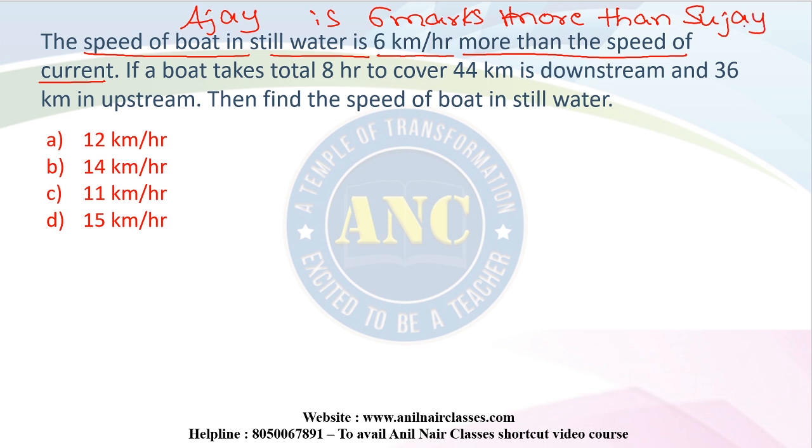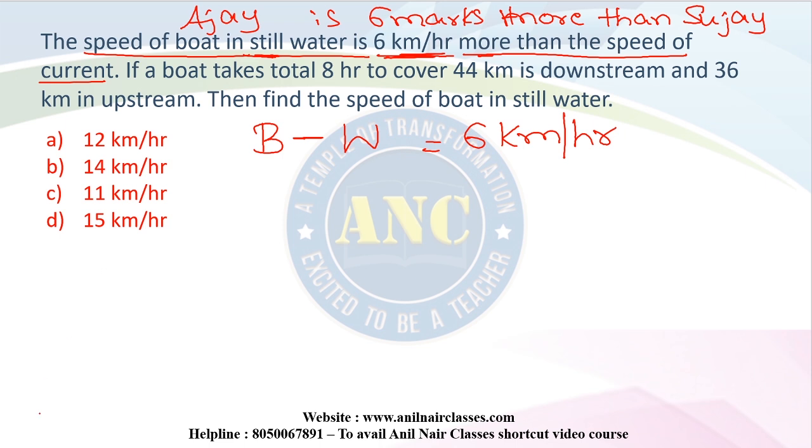That means, what is the meaning of Ajay got 6 marks more than Sujay? That means the marks difference between Ajay and Sujay is how much? It is 6 marks. Similarly, speed of boat in still water is 6 kilometers per hour more than speed of water current. Means the difference in the speed between boat and water is 6 kilometers per hour. Simple, sir. Very, very simple.